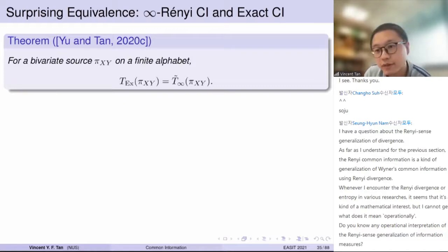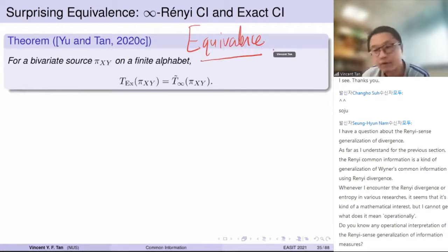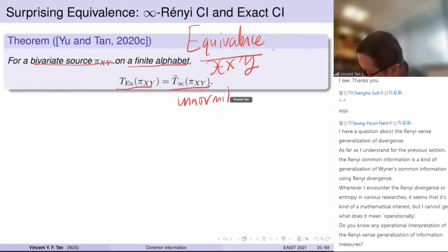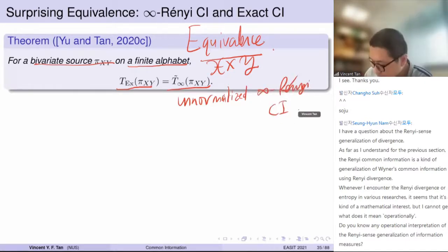Conjecture. We basically resolve this conjecture by means of a couple of steps argument. The first step is this equivalence theorem that we showed. We show that for any source on a finite alphabet X, Y, the exact common information is equal to the normalized infinity-order Rényi common information. So no matter what source you give me, these two are the same.